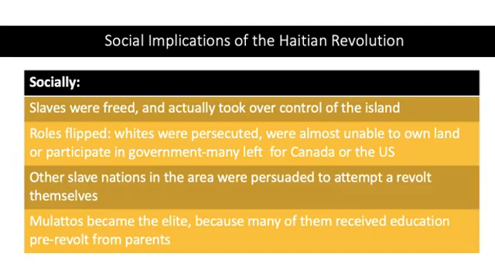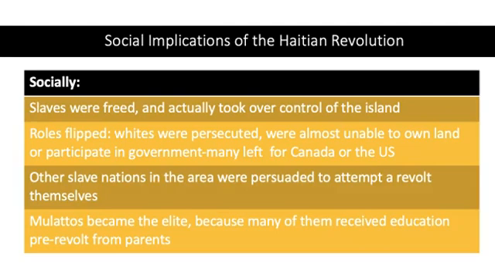In addition to that, you can see that the roles are somewhat flipped. A lot of the whites are going to be persecuted by the former slaves during the Revolution, and because of that, a lot of them are going to end up fleeing to places in the U.S. or Canada. For example, Louisiana, which was still French at this point, is going to have a lot of the planters from Haiti that are going to come to Louisiana.